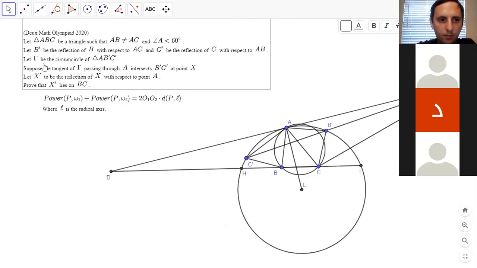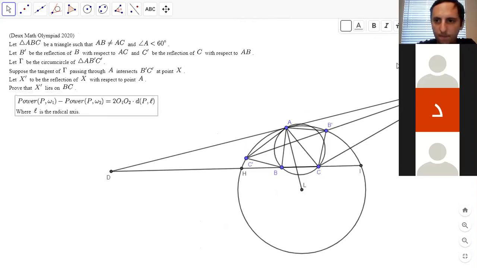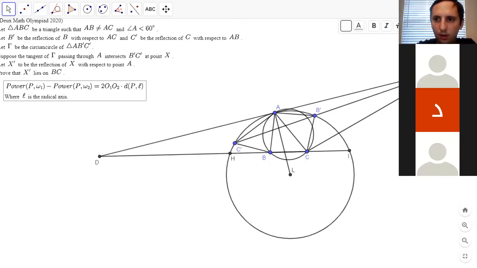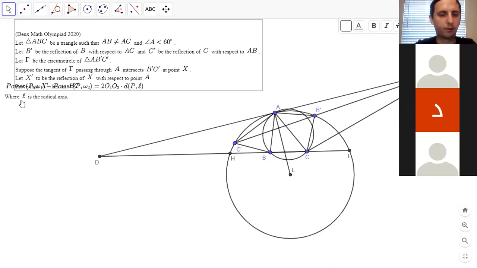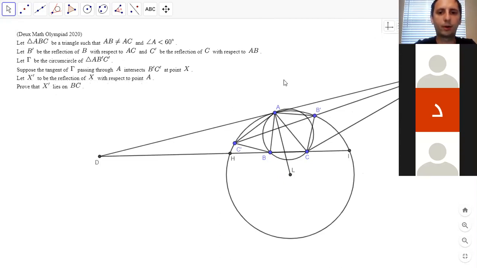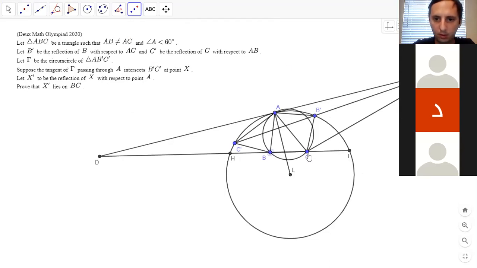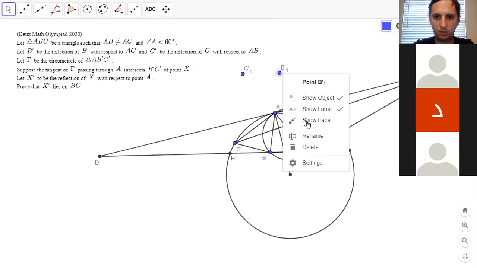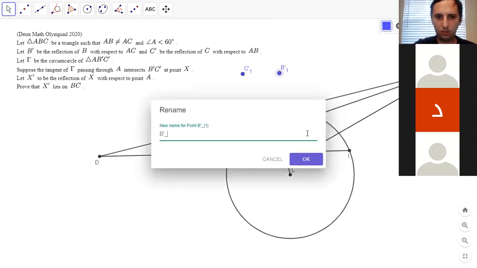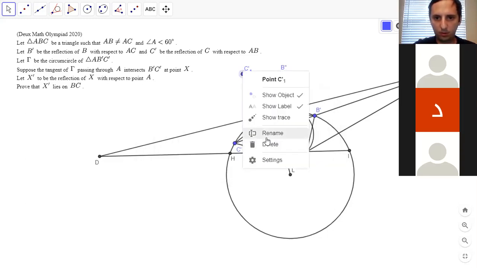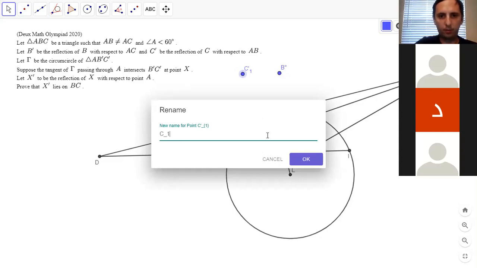We still use the reflection of B over A and C over A. Hold on just a sec, let me get everything set. Okay, so you reflect B over A and C over A. Sorry, I deleted them. Just reflect B over A and C over A. So we all notice that if XA is the tangent, we have the ratio. Just name them B1 and C1, Michael, so it will be easy to say. Okay, B1 and C1.